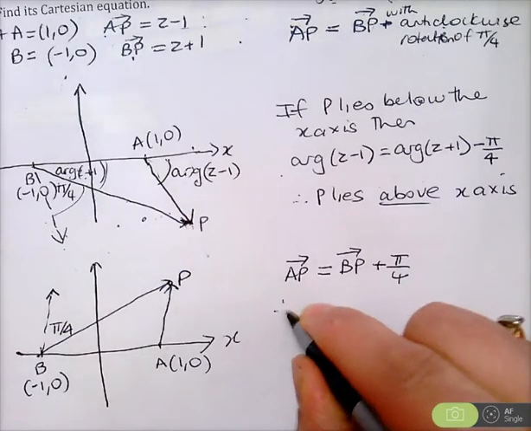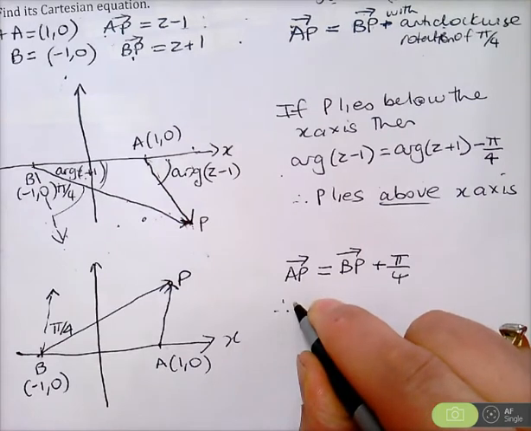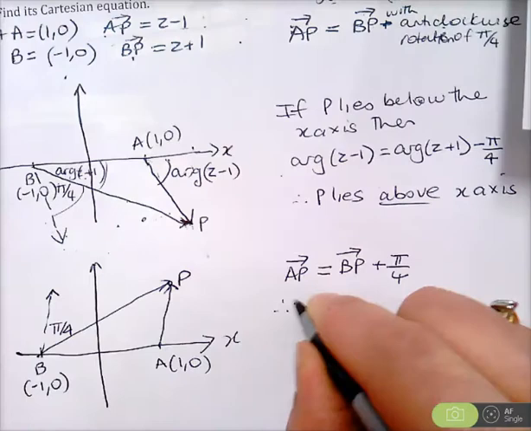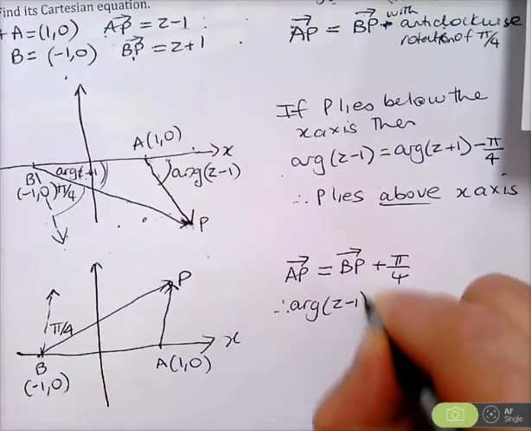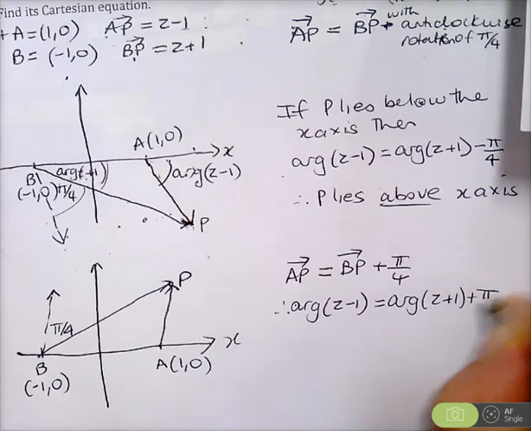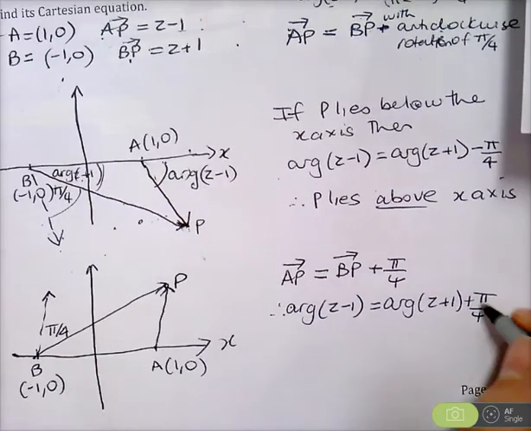So therefore, what does AP represent? Therefore, I can say that arg of Z minus 1 equals arg of Z plus 1 plus pi on 4. Sorry, yeah, plus pi on 4.